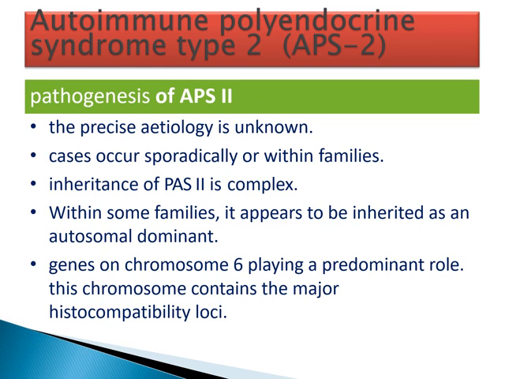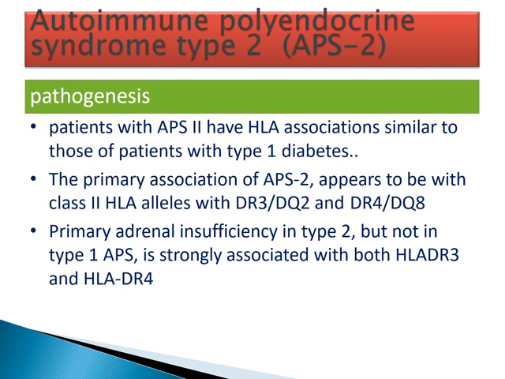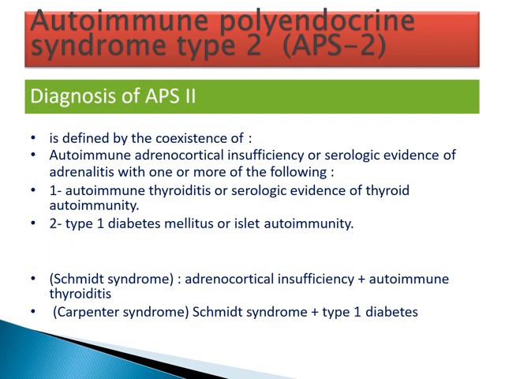Patients with APS2 have HLA associations, as do those with type 1 diabetes. Primary association of APS2 appears to be with the class 2 HLA alleles DR3, DQ2 and DR4, DQ8. Primary adrenal insufficiency in type 2 but not in type 1 APS is strongly associated with both HLA DR3 and HLA DR4.